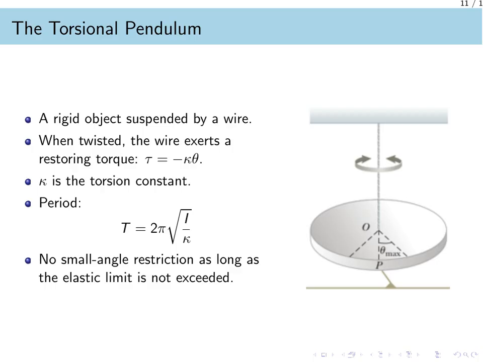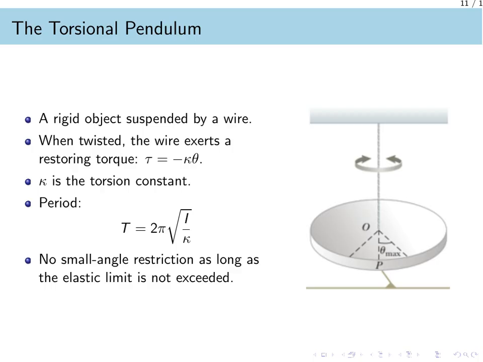The third type is the torsional pendulum. Here, a rigid object is suspended by a thin wire. When the object is twisted, the wire is deformed and exerts a restoring torque that tries to untwist it. This torque is equal to negative kappa times the angle theta, where kappa is the torsion constant of the wire. Using the rotational second law, we find that the second derivative of the angle equals negative kappa divided by the moment of inertia times theta.